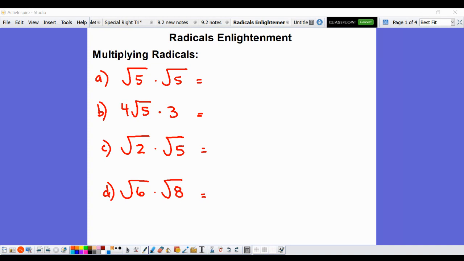So for A, take a look. Square root of 5 times square root of 5. What I'm going to do is just multiply those two together. That gives me 25. And now the square root of 25 ends up being a perfect square. Hopefully you remember that from last week around this time, that anytime you take a square root and you multiply it by itself, you get that number not in the square root anymore.